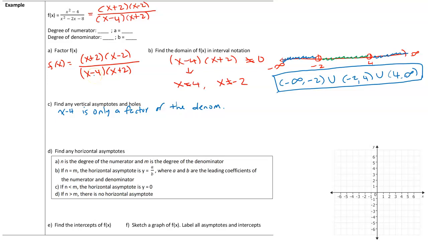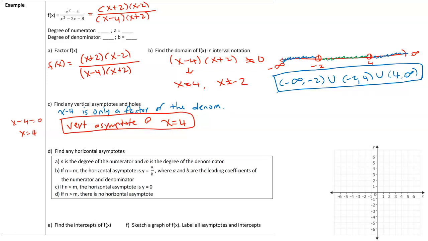If x minus 4 is only a factor of the denominator, that means we are going to have a vertical asymptote at, if I set x minus 4 equal to 0 and solve for x, I get x equals 4. So I'm going to have a vertical asymptote at the line x equals 4. So vertical asymptotes are determined by the factors of the denominator. And if it's only a factor of the denominator, then you have a vertical asymptote.